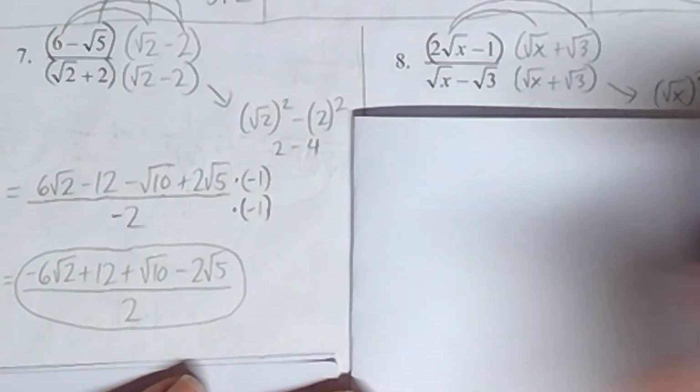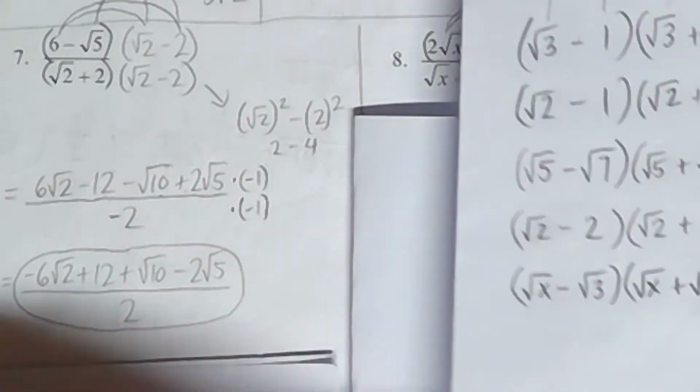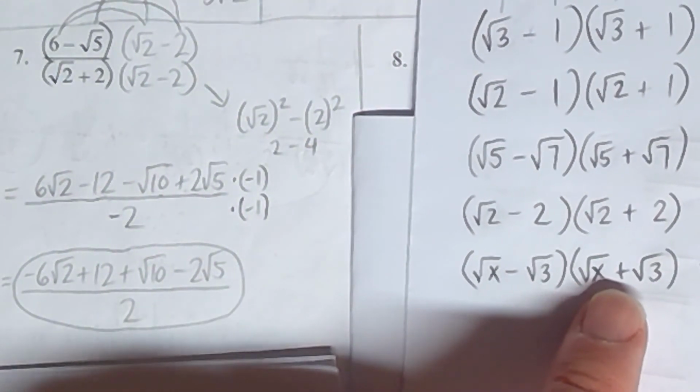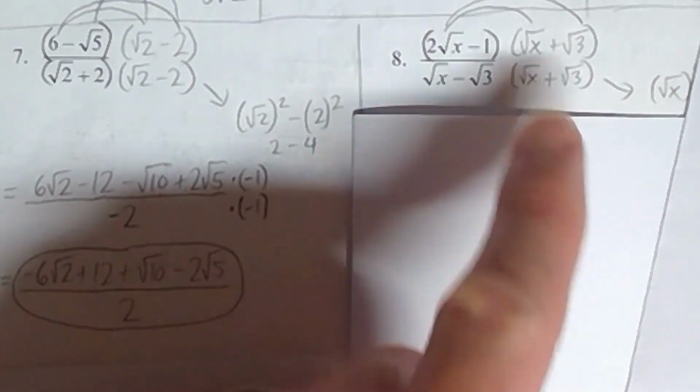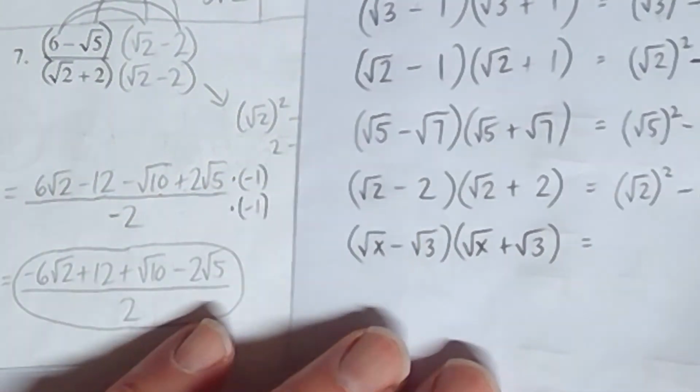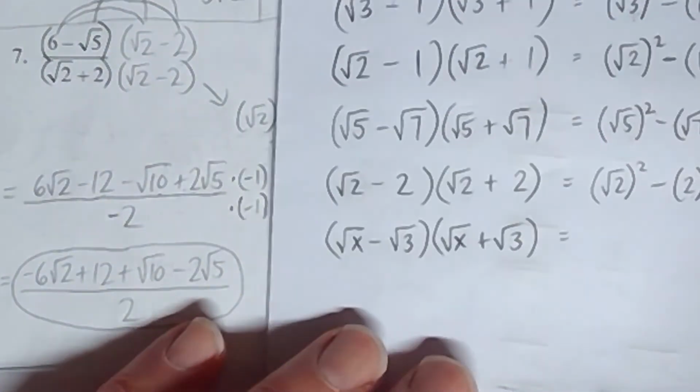As we already agreed from the sheet here, we need to multiply by square root of x plus square root of 3. All right, so that's what we'll do. Let's see how it comes out here first before I transfer it over. So I get what here?